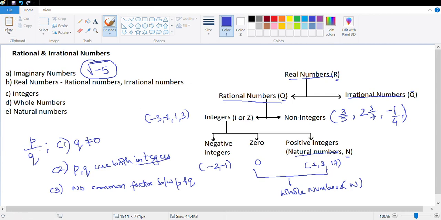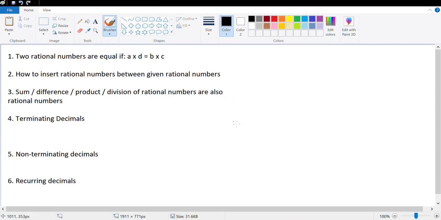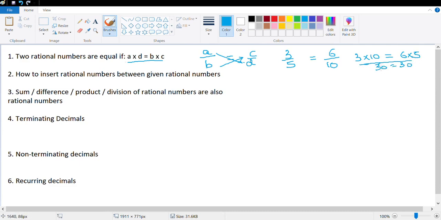So let's look at a few more things before we solve questions from the first exercise. So we talked about two rational numbers being equal only if a into d is equal to b into c. What does it mean? It means if I have a upon b as my first rational number and c upon d as my second rational number, they are equal only if a into d, which is cross multiplication, is equal to b into c. Let's look at real examples. 3 upon 5 is equal to 6 upon 10, because basically this is also 3 upon 5. So let's do the cross multiplication. What we get is 3 into 10 should be equal to 6 into 5. 30 is equal to 30. Yes, so only if cross multiplication is equal, only then the rational numbers are equal.